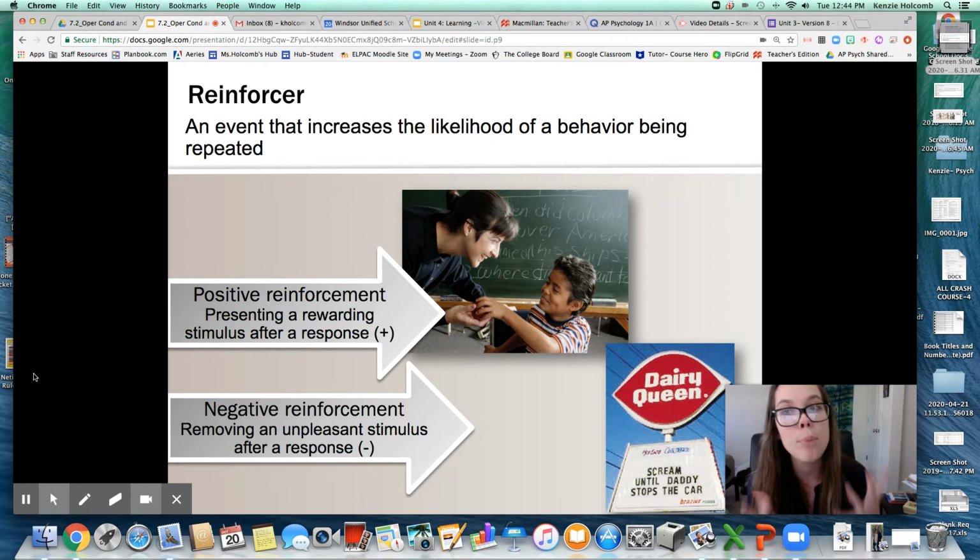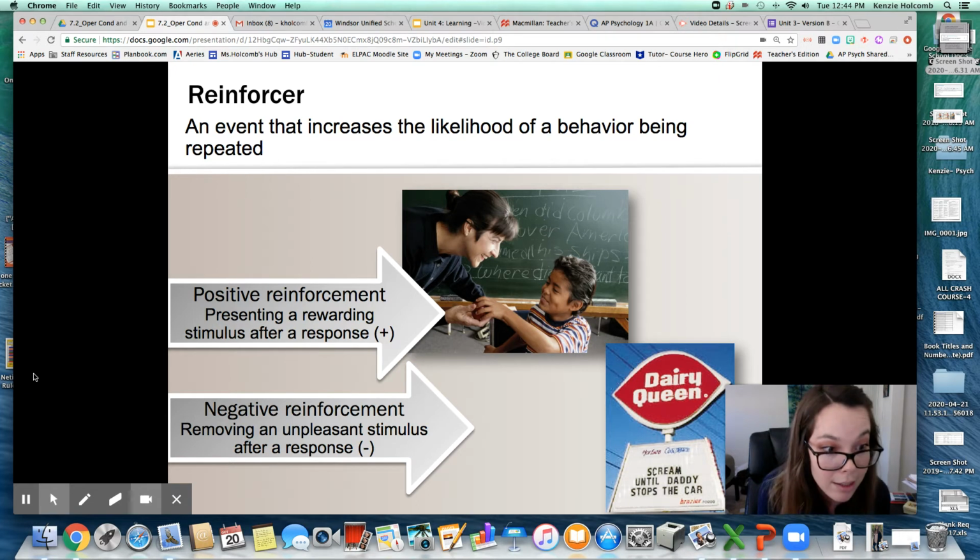So let's talk about positive reinforcement and negative reinforcement, okay? And these are the big backbone of operant conditioning. So you really have to understand what a reinforcement or a reinforcer is. So a reinforcer is an event that increases the likelihood of a behavior being repeated. Again, for positive and negative reinforcement, the main goal is for the desired behavior to be repeated. I'm going to say this again. Positive reinforcement and negative reinforcement, the main goal is for the desired behavior to happen again, okay, to reinforce the behavior.